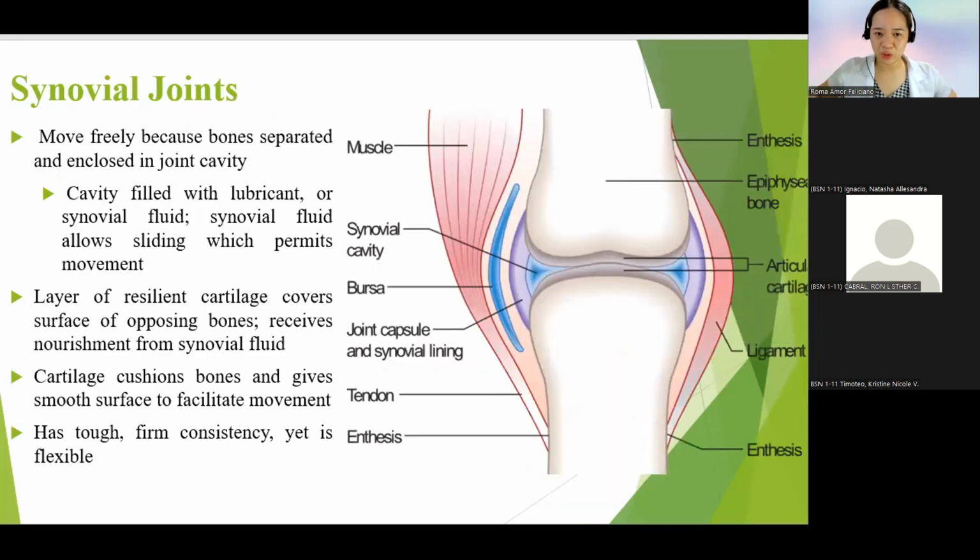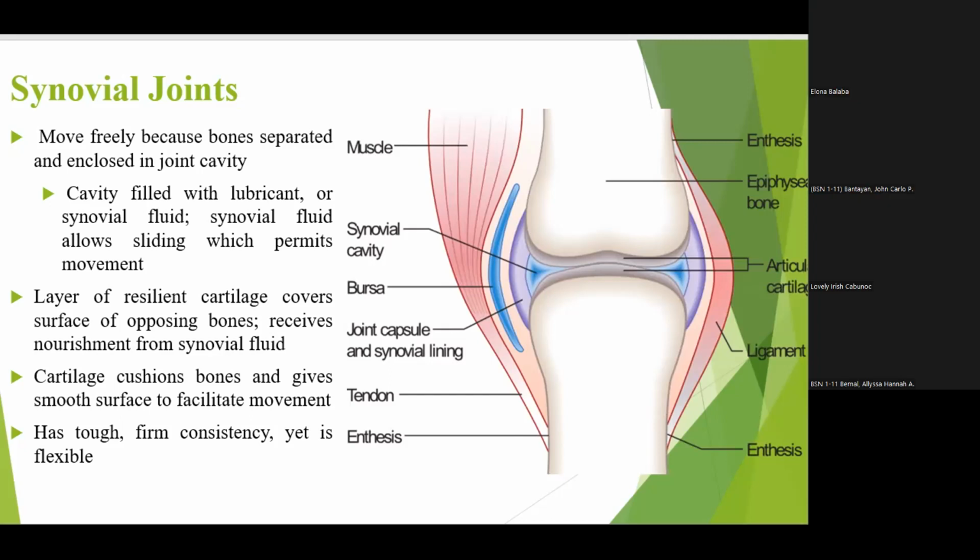These are the synovial joints. The synovial joints, they move freely because bones are separated and enclosed in a joint cavity. The cavity is filled with lubricant or synovial fluid. The lubricant is what we call the synovial fluid. The synovial fluid allows the sliding. Bakit kapag tumakbo ka ay hindi nagkakalansingan yung iyong mga buto? Pero minsan mapapansin mo, bakit kapag nag-stretching ka, bakit kapag meron kang biglang kinuha, parang tumutunog yung buto mo, no?